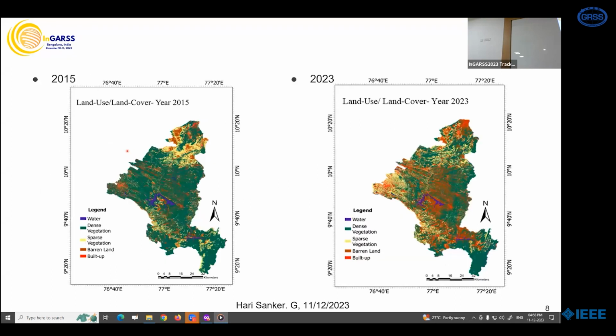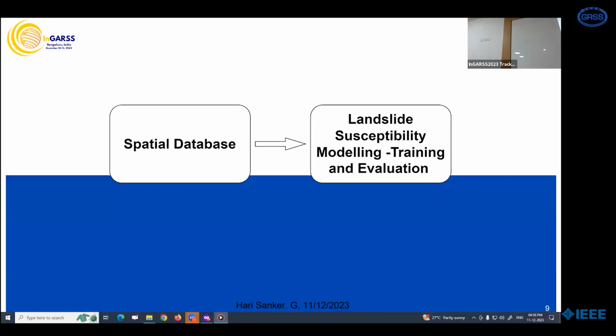This is the land use classification that we did for both years. As you can see here, there is an increase in the amount of sparse vegetation as well as barren land over the 8 years, and that suggests a decrease in the amount of dense vegetation over the years. The next step after the construction of the spatial database is the modeling of landslide susceptibility for the study region.